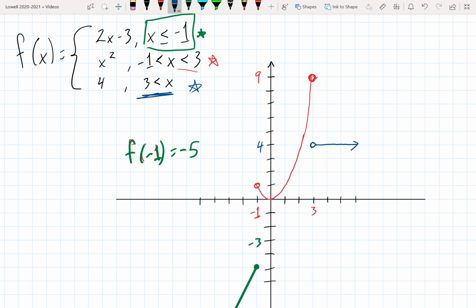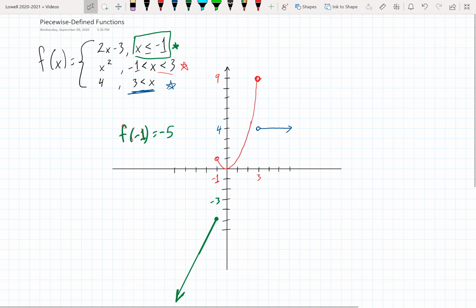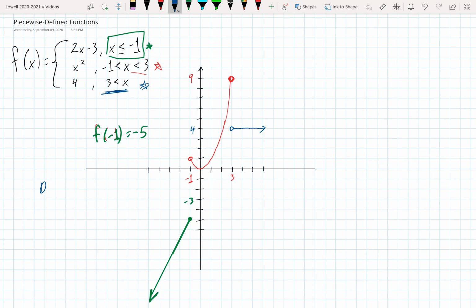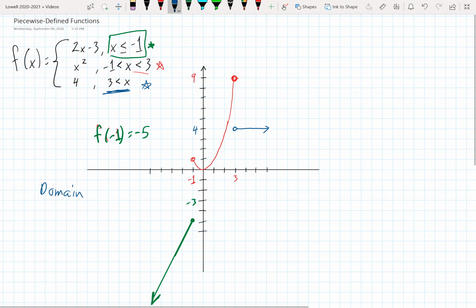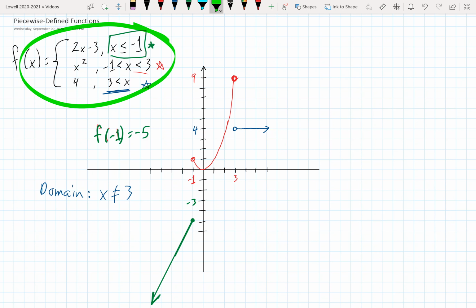Notice here, this means that the domain of our function is all x values except for 3. Because if you were to plug in 3, this function has no idea where to put it. Right? I know what happens if x is less than 3, and I know what happens if x is greater than 3. But at no point in here does it tell you what to do if x is equal to 3?